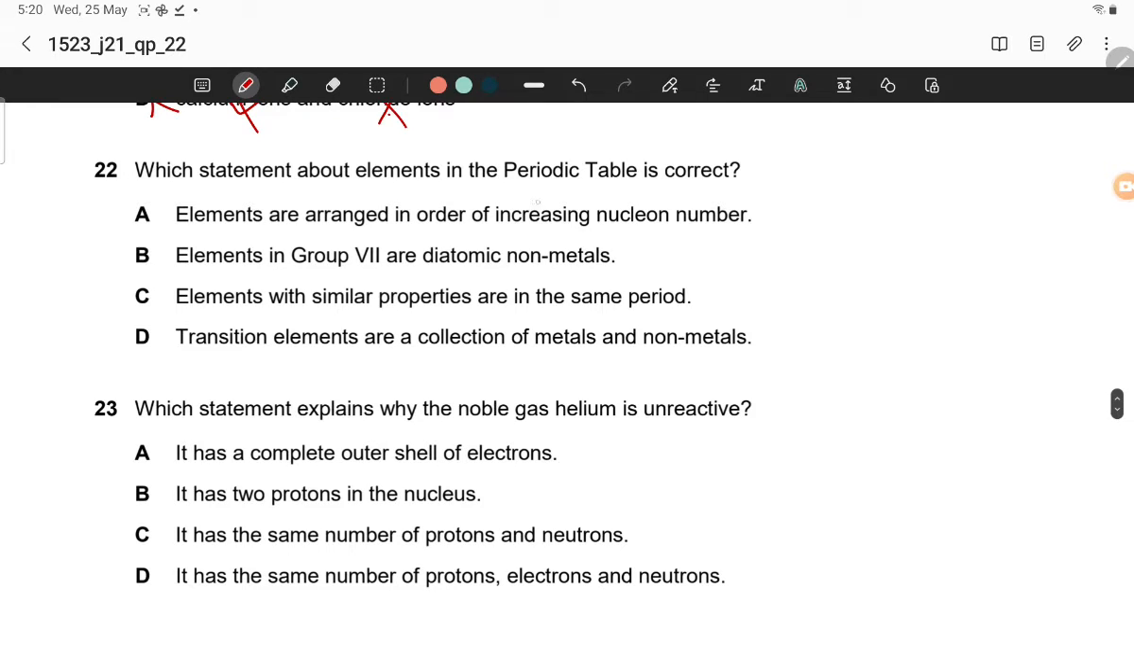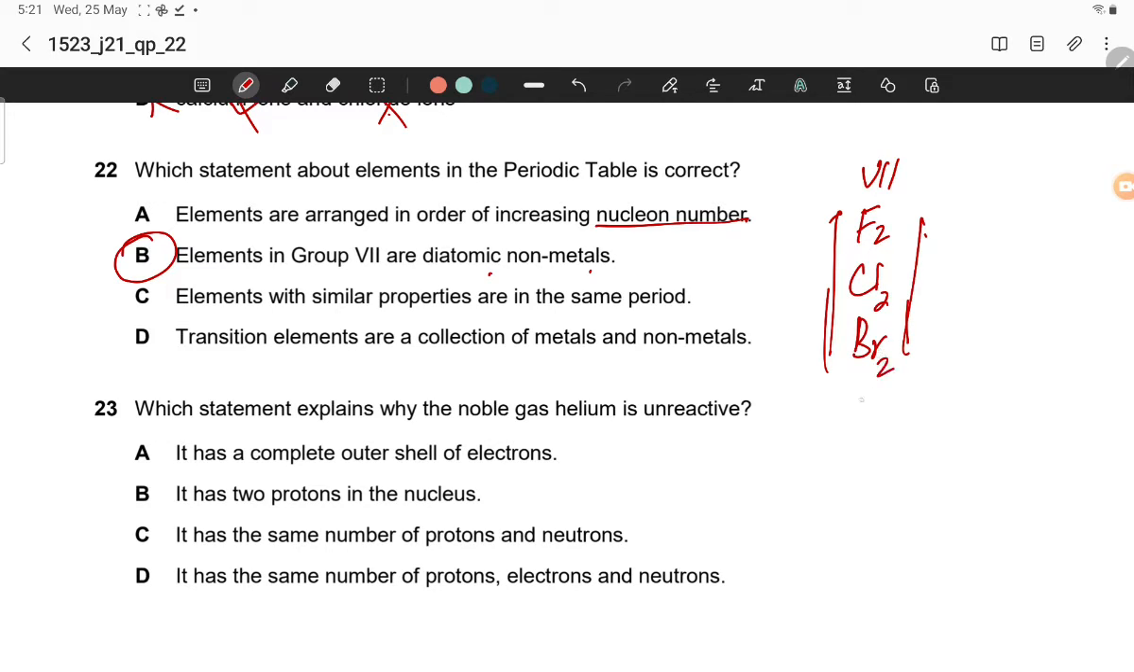Which statement about elements in the periodic table is correct? Elements are arranged in order of increasing nucleon number. No, elements are arranged in increasing proton number, not nucleon number. Elements in group 7 are diatomic. Yes, group 7 are diatomic non-metals. Group 7: fluorine, chlorine all exist in diatomic form, iodine and astatine. So B option is correct.